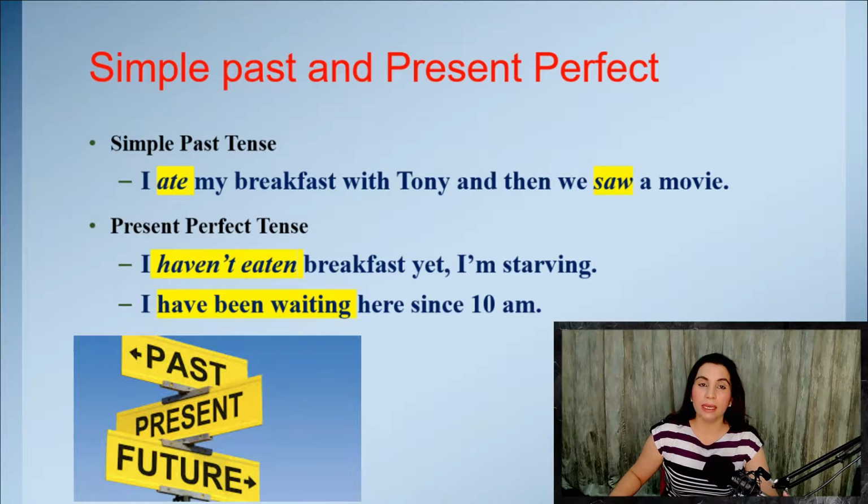So the person is saying that his action of waiting started at 10 a.m. in the morning, and presently also he is waiting. So here it is very clear that simple past tense is used only when your actions happened in the past and you have to explain those actions, and present perfect is used when the actions started in the past and they also have an effect in the present.